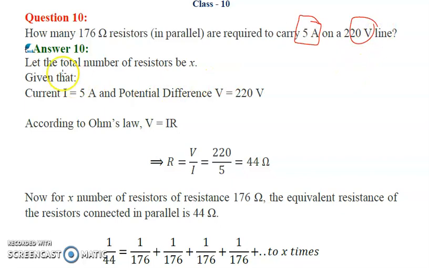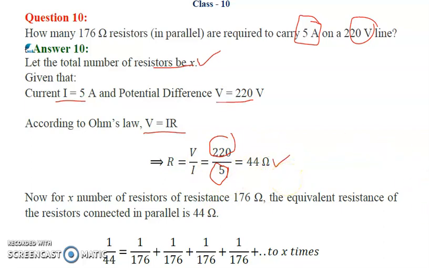Okay, so let's try to calculate that the total resistance is to be x, since the current has been given to us as 5 ampere and potential difference is 220 volt. So V is equal to IR, R would be V upon I. So voltage is 220 volt and current would be 5 ampere. It means the equivalent resistance of the circuit should be 44 ohm.